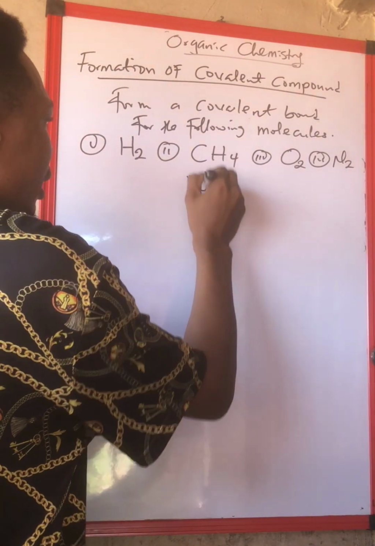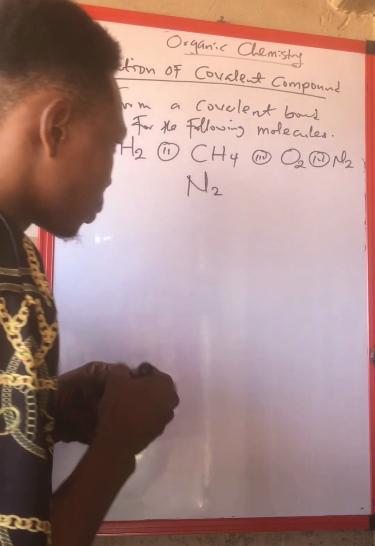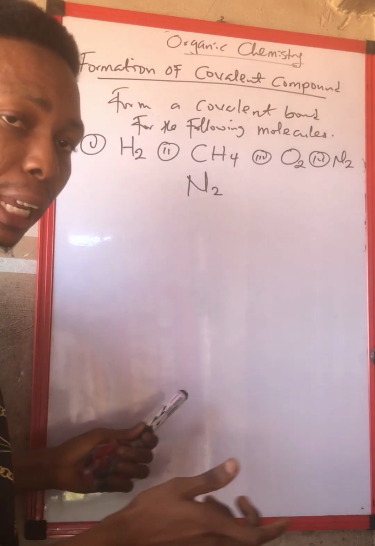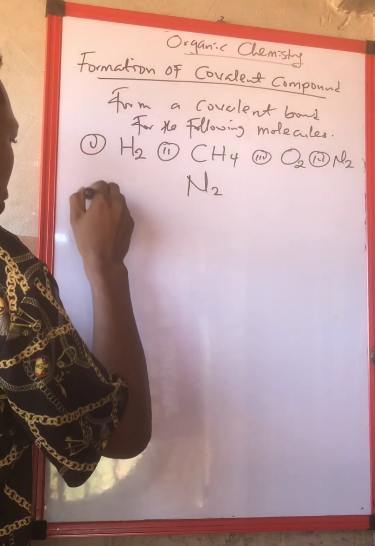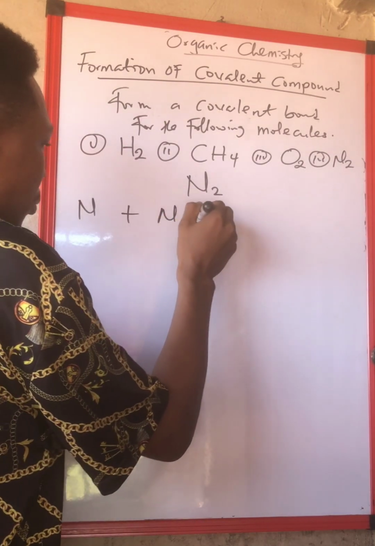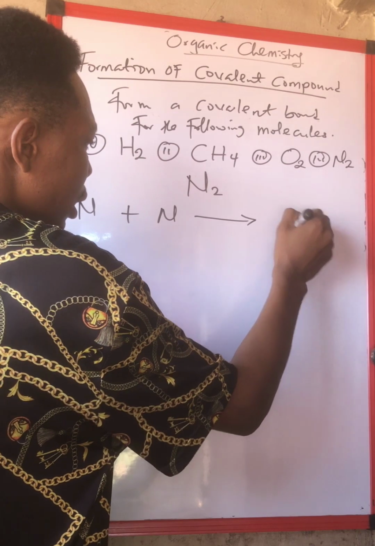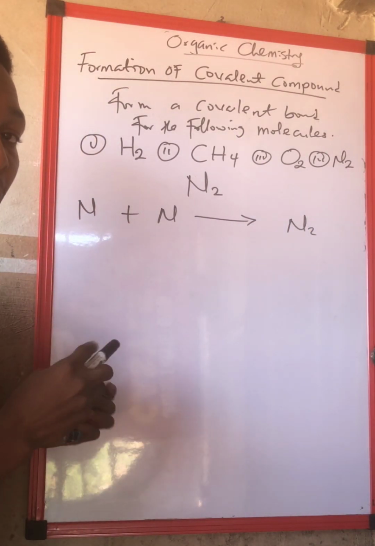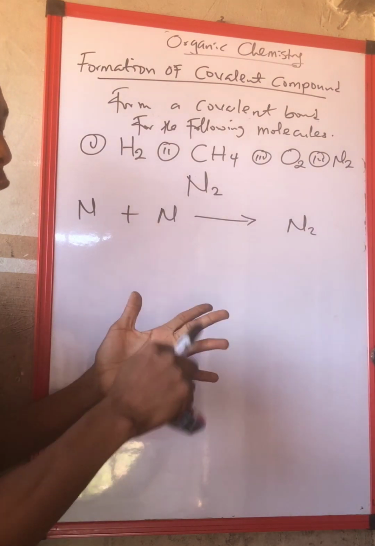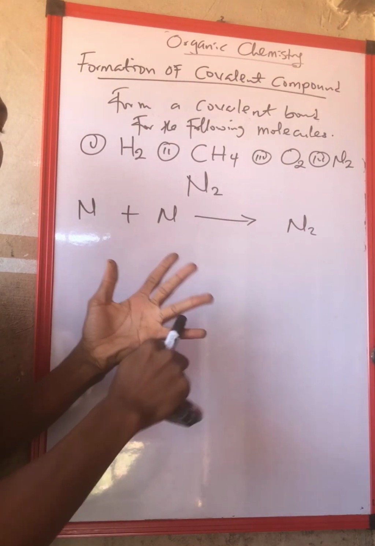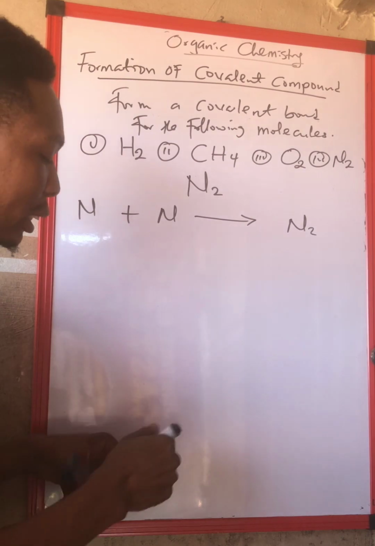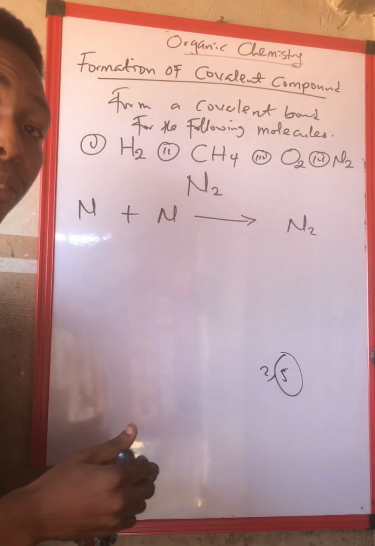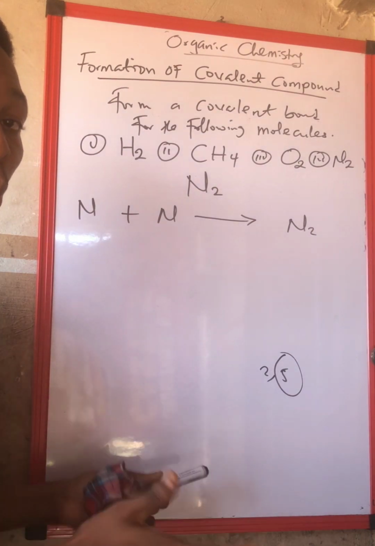So we have N2, which is nitrogen gas or nitrogen molecule. From here I have my nitrogen plus nitrogen, which gives me N2. So nitrogen in the periodic table is 7: hydrogen, helium, lithium, beryllium, boron, carbon, nitrogen. Since it's 7, we have 2 and 5. So that means nitrogen has 5 electrons in its outermost shell.